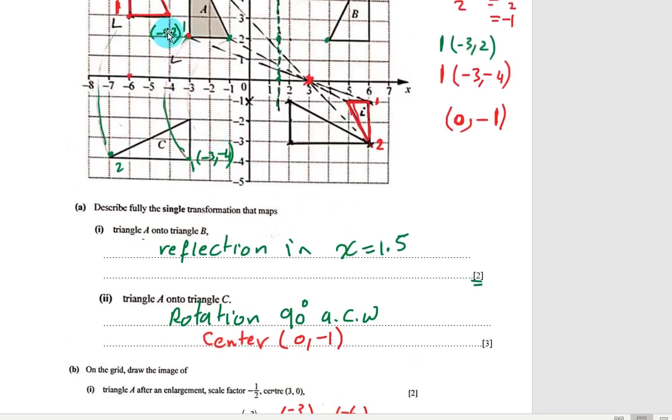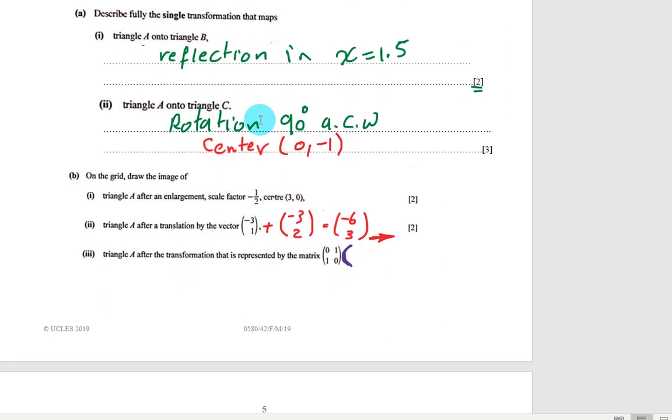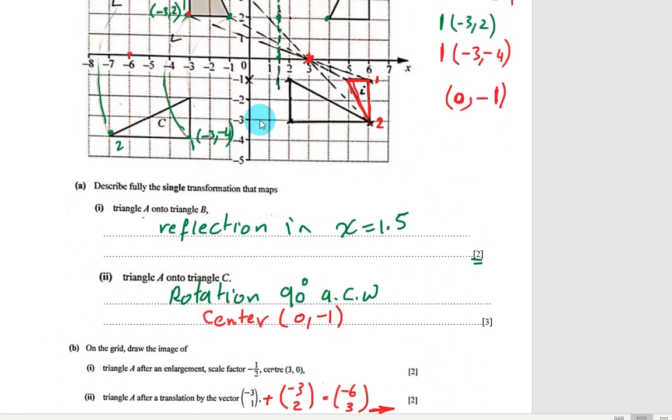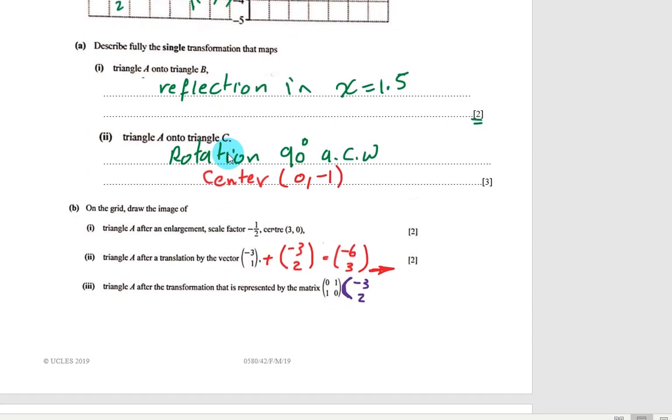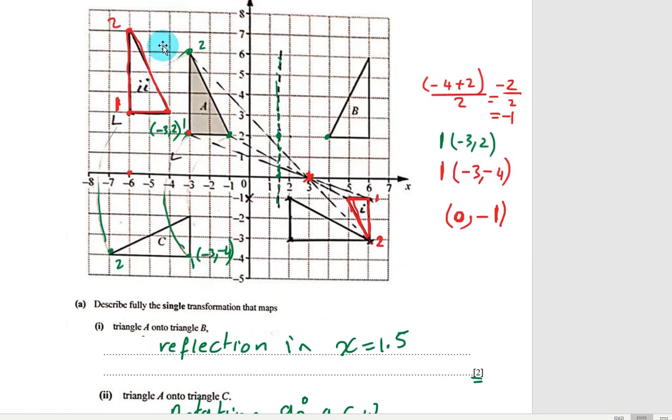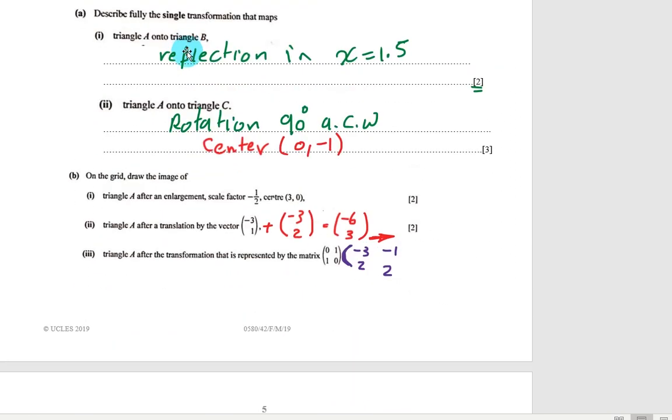So the first point is minus 3 and 2. So I will write here minus 3 and 2. The second point is here. This point is minus 1 and 2. So I write here minus 1 and 2. The last point is here, which is minus 3 and 6. So I write minus 3 and 6.